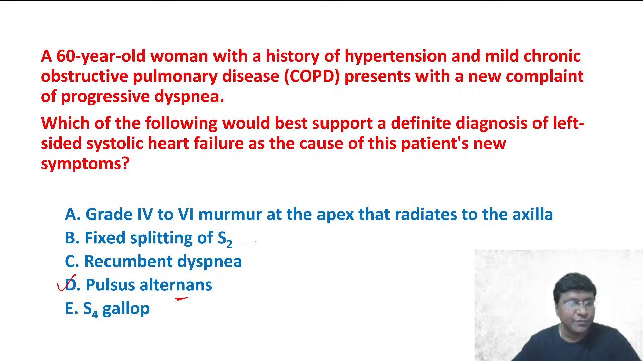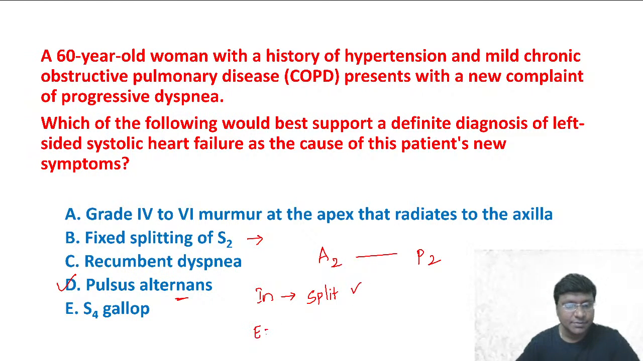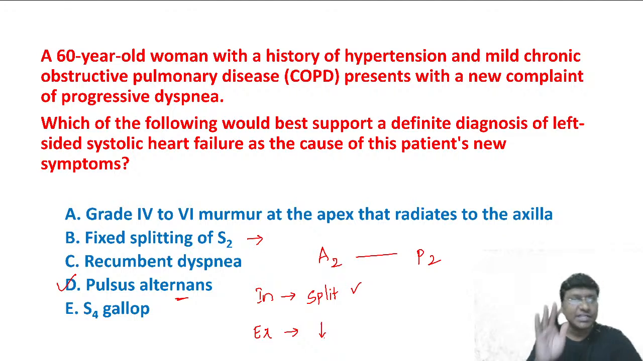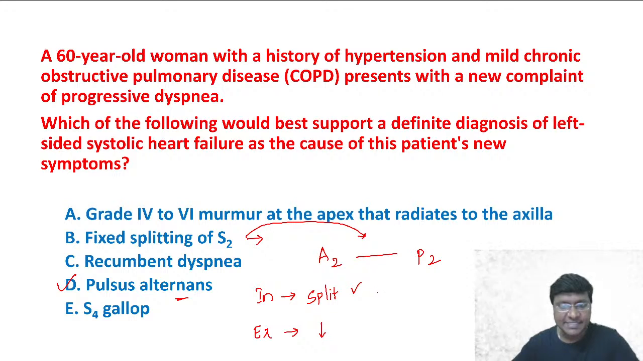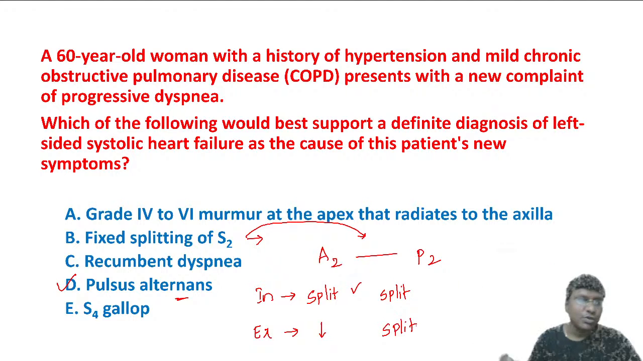Right, Rohit Singla, I will explain fixed splitting. You have A2 and then you have P2. Normally, during inspiration the split will be present, and during expiration the split disappears. That is the normal physiology. But in fixed splitting, the split will be present during inspiration and the split will also be present during expiration. That is what is called fixed splitting. So the answer in this question is pulsus alternans.